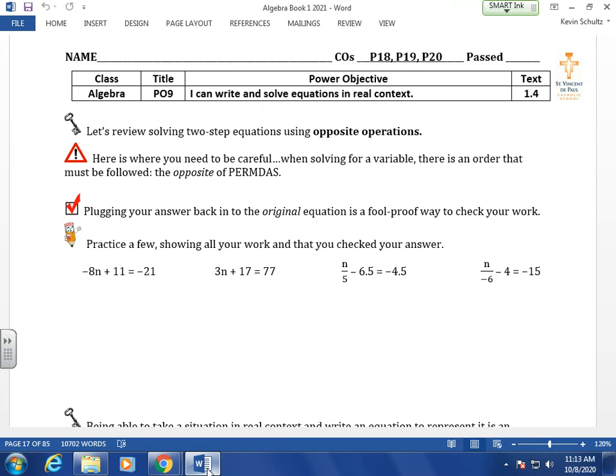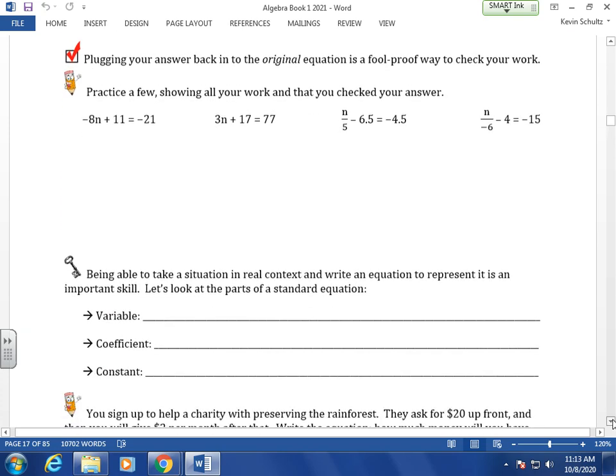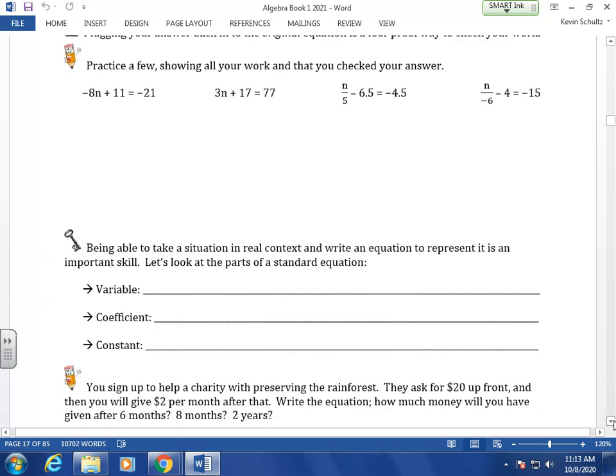So we'll just jump right in here. Tell me how you would go about solving the equation negative 8n plus 11 equals negative 21. Daniel, what would you do first? Railroad tracks. And what's the purpose of the railroad tracks?